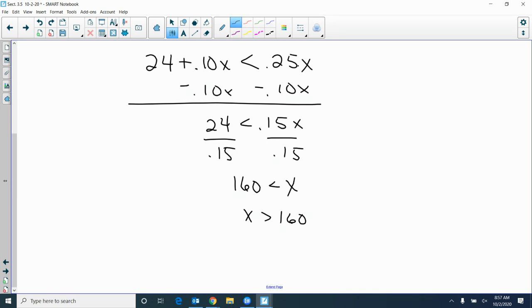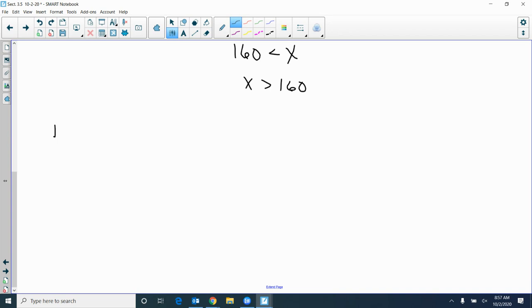So the cost for A plus will be less for, and then finish that statement, for what? How would you state that? Okay, Connor? The cost for A plus will be less for no more than 160 flyers. That's actually incorrect. So for no more would be for 160 or less.